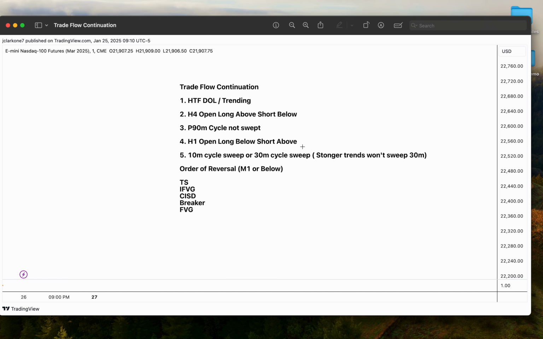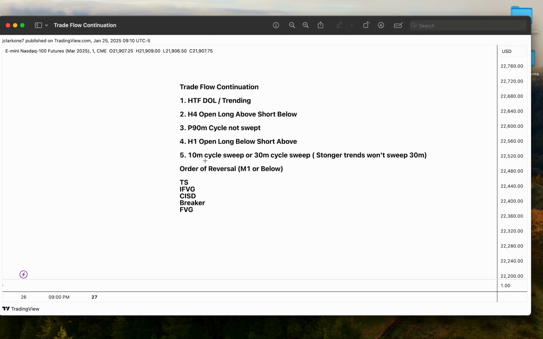The H1, so that's going to be the key indicator for this continuation, is the H1 open. So we'll be above the H4 open. We'll be below the H1 open looking for a long. I'll show you a schematic explaining that.